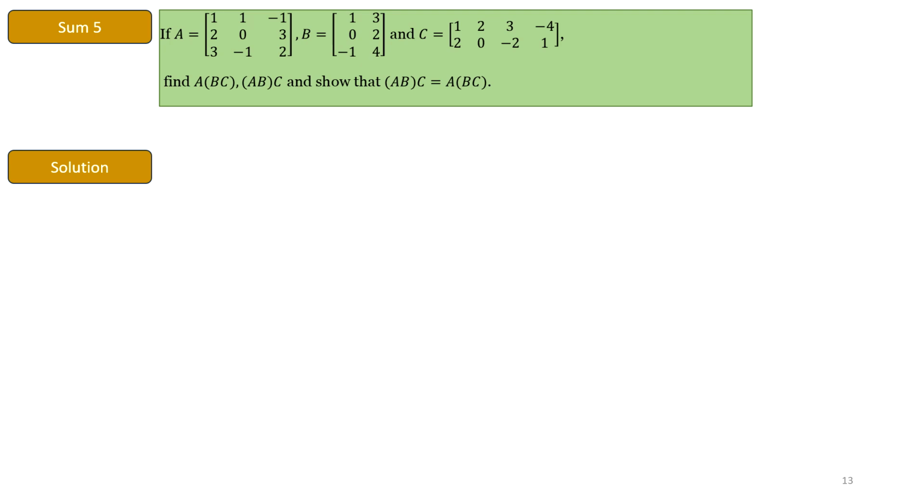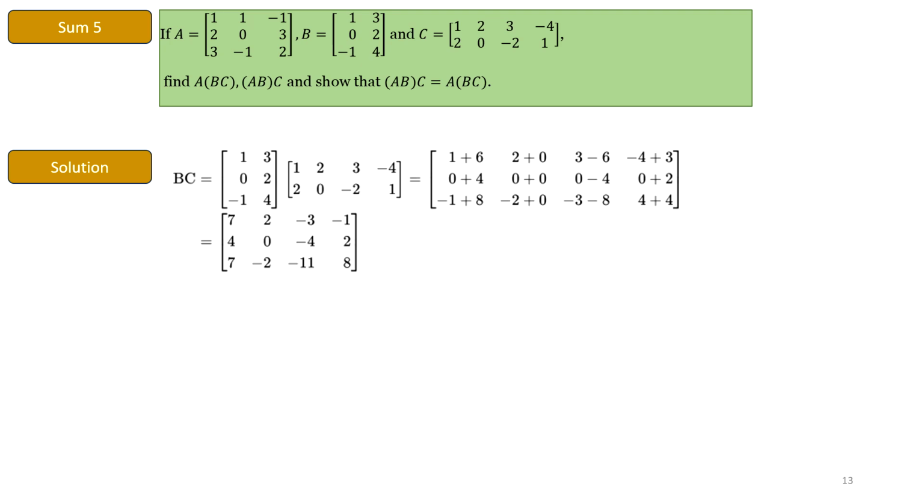Multiplying the matrices B and C and computing the elements we get. Finally, multiplying the product of matrices B and C with matrix A, we get the below result. Clearly, the two computed matrices are equal and hence the relation mentioned in the problem statement is correct.